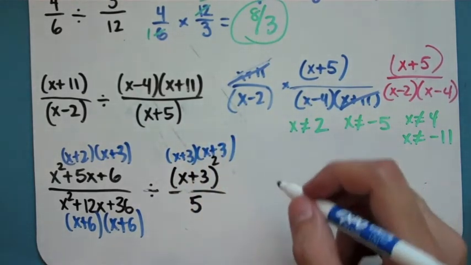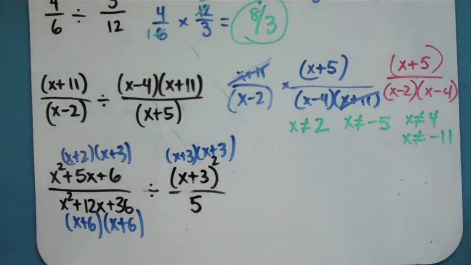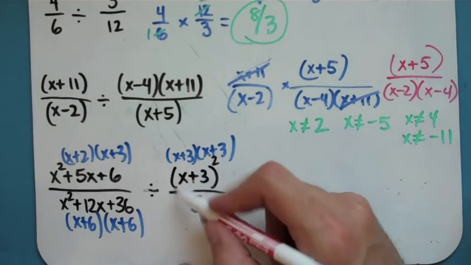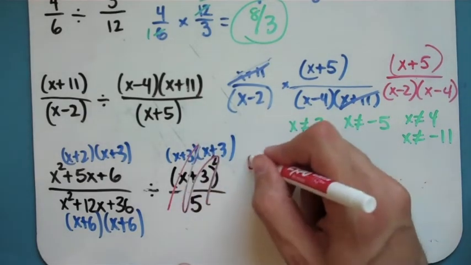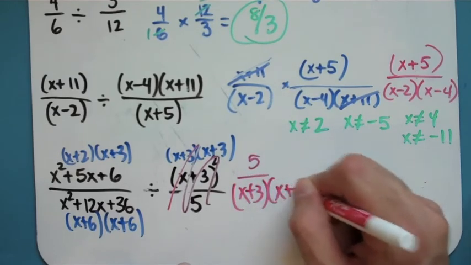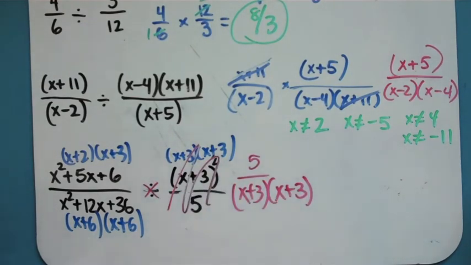And when I do my keep, change, flip, that's going to be kind of a pain here. So I'm going to take a little lazy shortcut. I'm not going to bother rewriting the first guy. I'm just going to cross this guy out and flip him over. So what I end up with is 5 over x plus 3, x plus 3. If this bothers you, just rewrite it and it'll be fine. But I flipped it on my own instead of rewriting the entire problem.